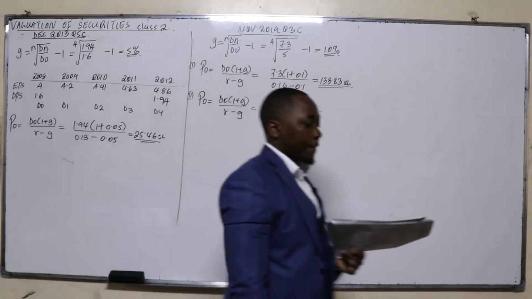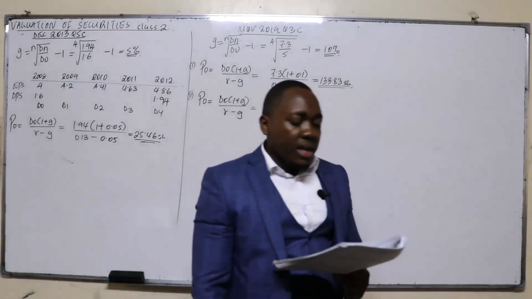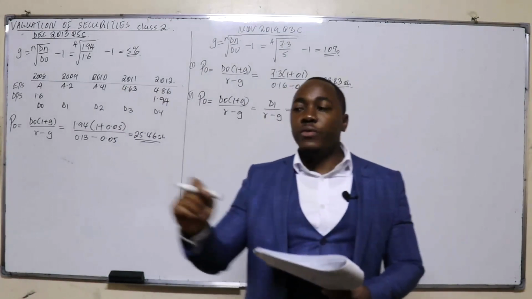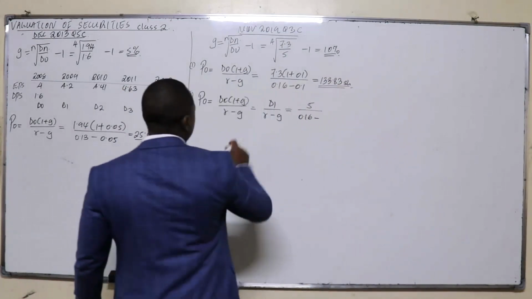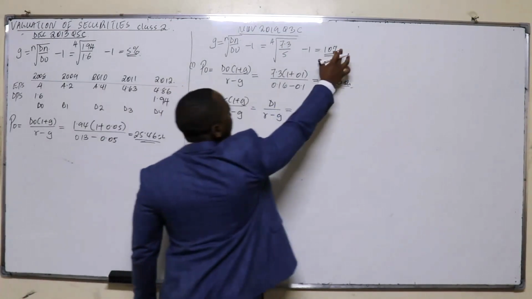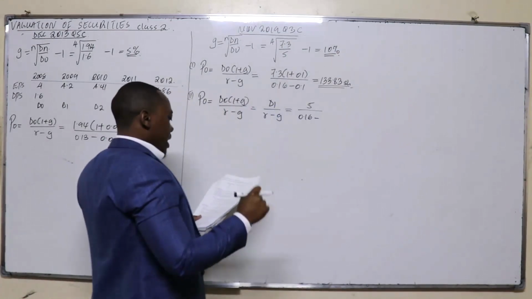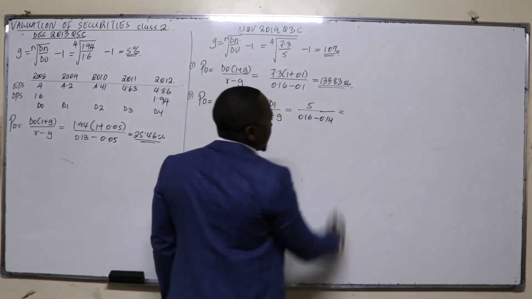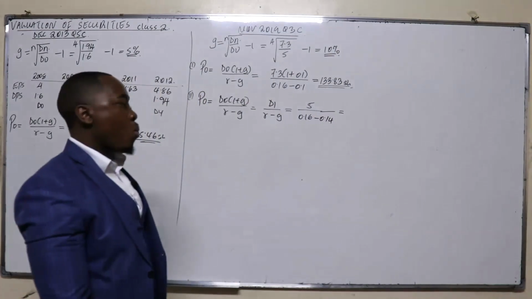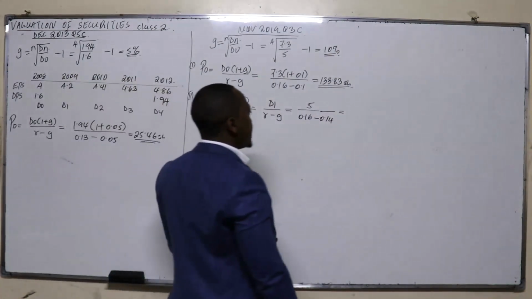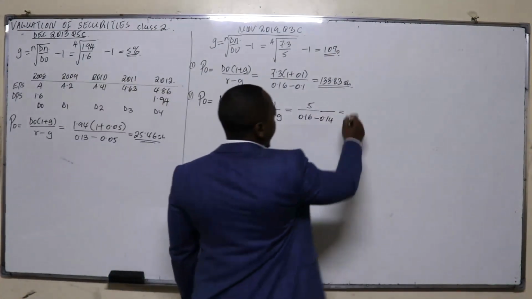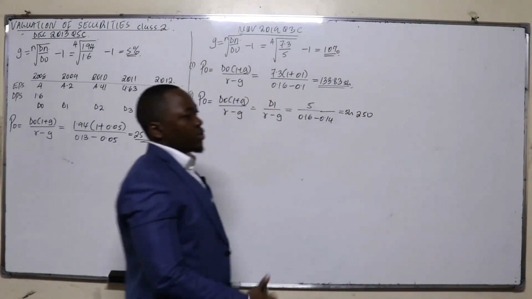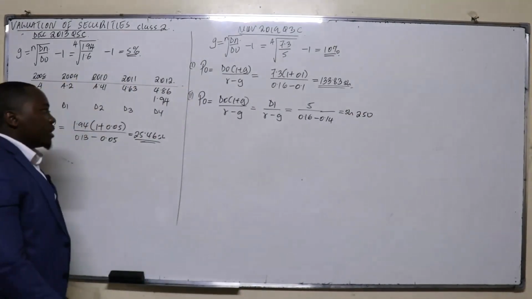Note number 3. The growth rate in earnings per share and dividend per share is expected to increase to 14%. So in that case, the growth rate will now increase from 10% to 14%, so 0.14. 5 divided by 0.02. You get 250 shillings. So after the policy change, we expect the market price per share to be 250.